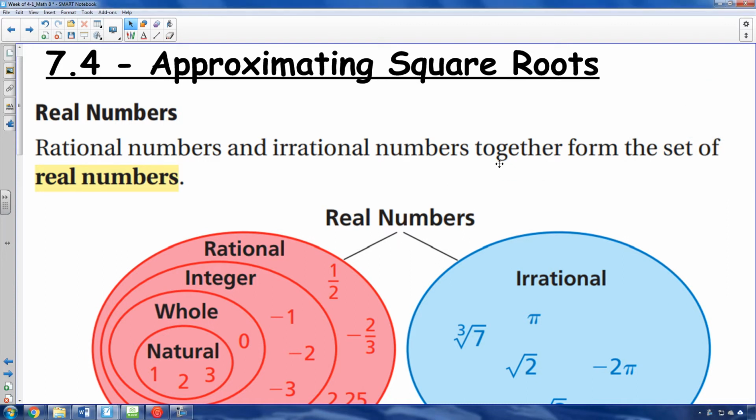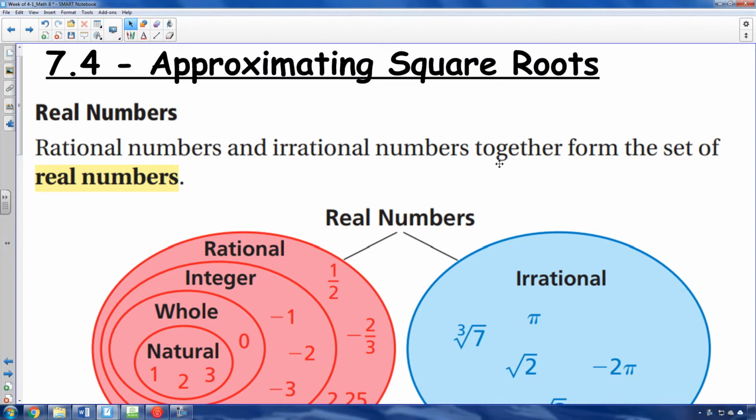All right, so welcome to this video on approximating square roots, Math 8. And what we're talking about today is that every number we deal with is a real number. If I was talking about numbers that weren't real, like literally fake numbers, that would be imaginary numbers.